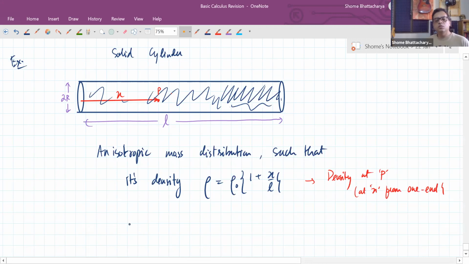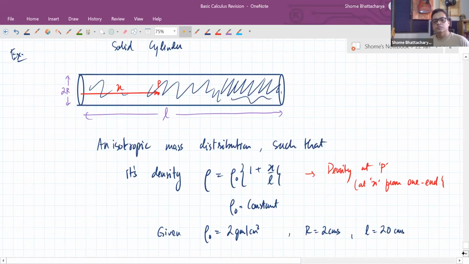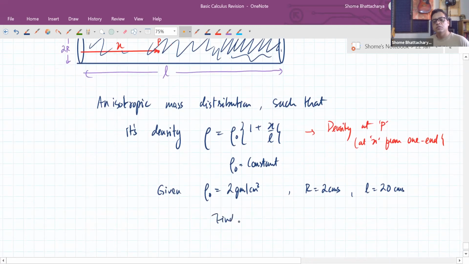Now we want to calculate the total mass. So rho naught is a constant over here. Let's say given that this constant rho naught is equal to 2 gram per centimeter cube, gram per cc. Radius is, let's say, 2 centimeters, and the length is, let's say, 20 centimeters. So you want to find the mass m of the cylinder.